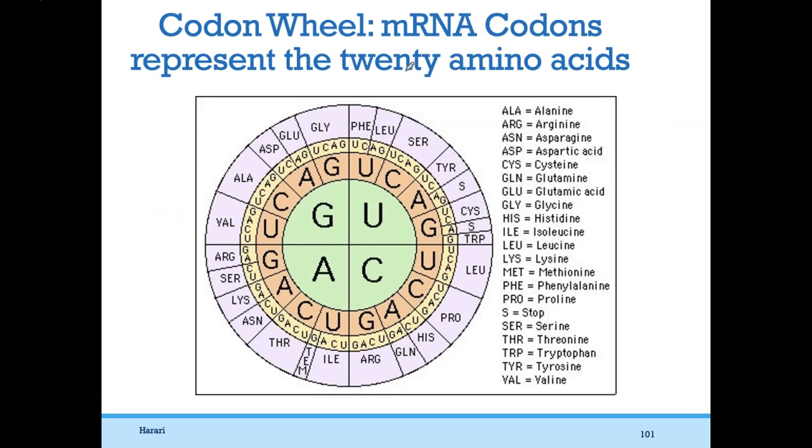You can also look at it like a wheel, where the first letter is here, then the second letter, and the third letter. But I'm going to give you a codon wheel for the quizzes. And for the homeworks, just use the one that's in your book. That's on page 218 of the textbook, figure 12.11.